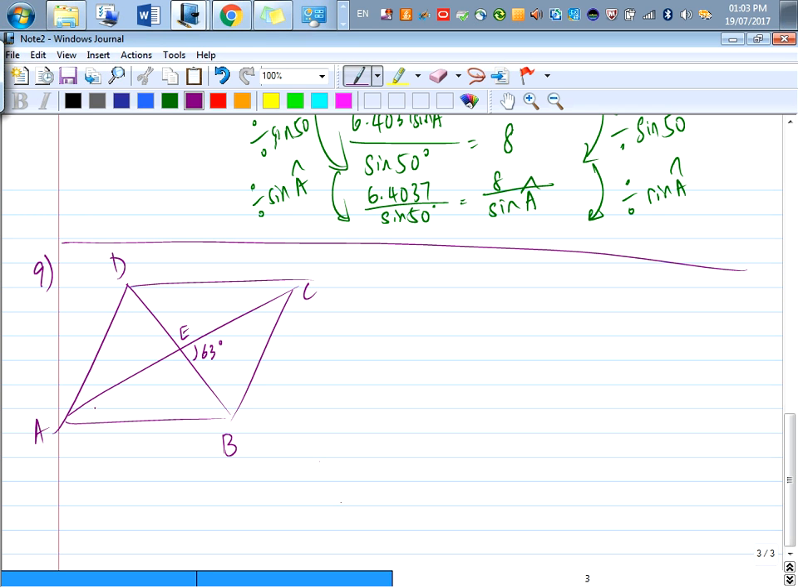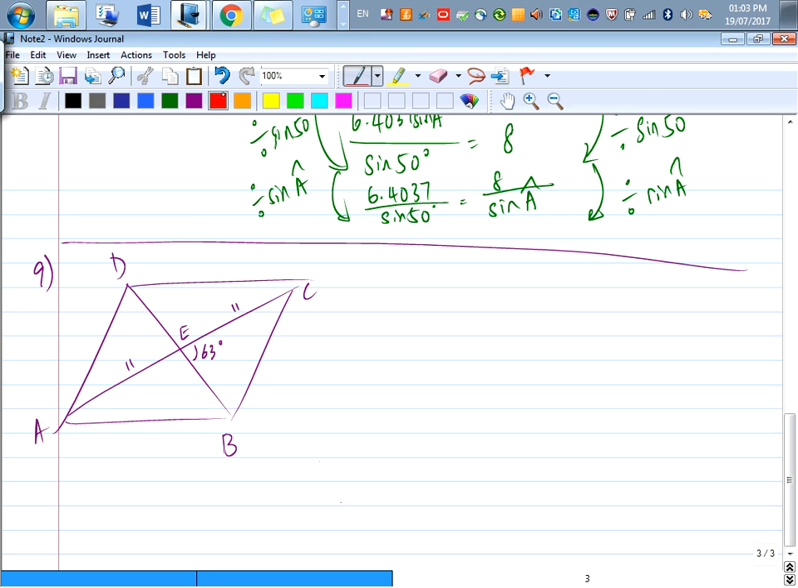Can you tell me how much is AE, Winnie Wong? How much is AE? AC is 22, so how much is AE? How did she get 11? She divided by 2 lah. So this is 11, this is 11.